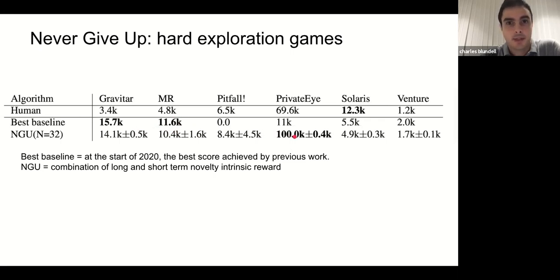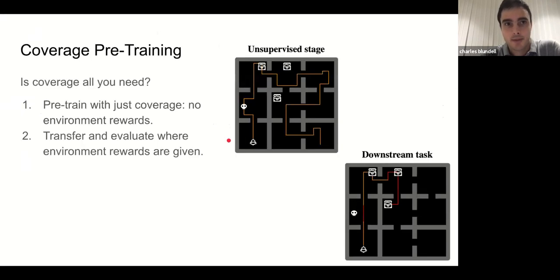There are a few environments where it really shines. For example, in Private Eye, it does extremely well. But most remarkable for us is Pitfall, a game that many people have tried to play for a long time. It's quite a nice game. I'll show a video of it later. But this is the first agent and the first scheme that seems to get off the ground in it. So we were pretty excited by this, and we were wondering, is coverage all you need? Do you need to do anything else? So here is a scheme to think about this.